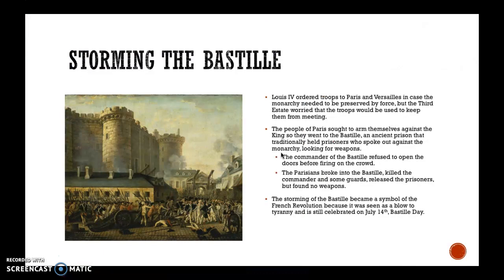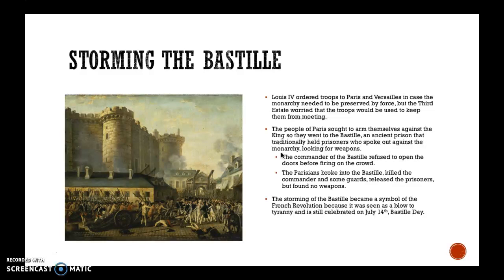So King Louis ordered troops to Paris and Versailles just in case the monarchy needed to be preserved by force. But this did not go over well with the Third Estate, who really thought that those troops were trying to keep them from meeting to establish this constitution. So the people of France started to arm themselves against the king.